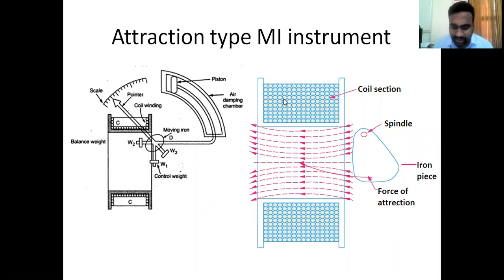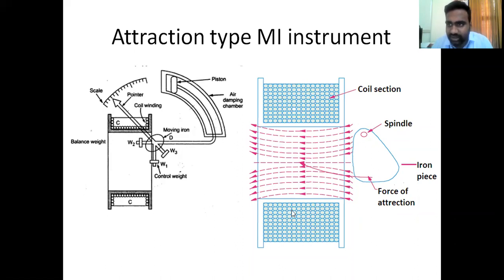So if we see how the working happens, this is the coil, an electromagnet. We are giving the measured quantity, that means whenever we have to measure current, it has to be given directly to these electromagnets. Depending upon the current or the voltage we give to this coil winding, magnetic flux is set up. This is the direction of the magnetic flux.